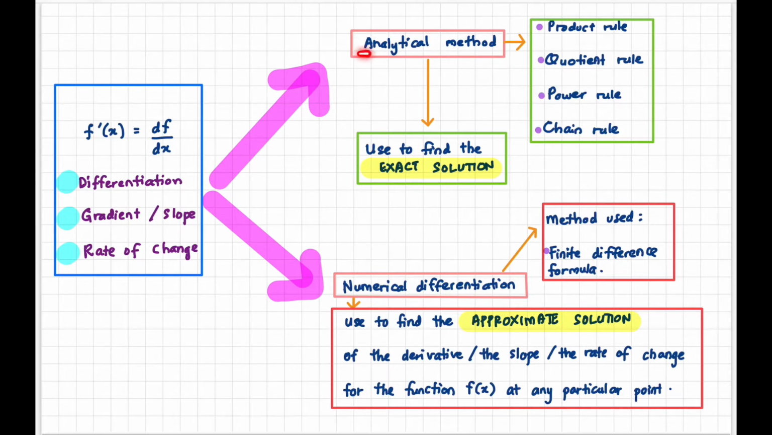That is the analytical method, where you use the product rule, quotient rule, power rule, and also the chain rule in order to find the exact solution of the differentiation. So now we will find the differentiation using the numerical method. In this case, we will use the finite difference formula. Numerical differentiation is used to find the approximate solution of the derivative, the slope, or the rate of change for the function f(x) at any particular point.